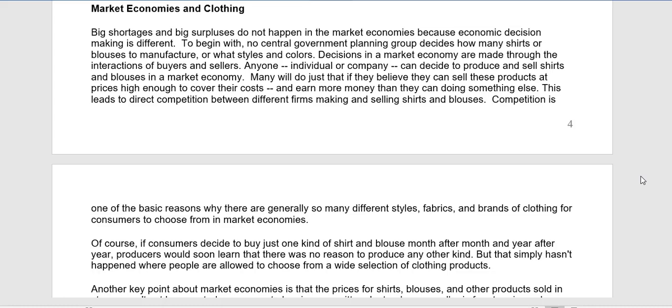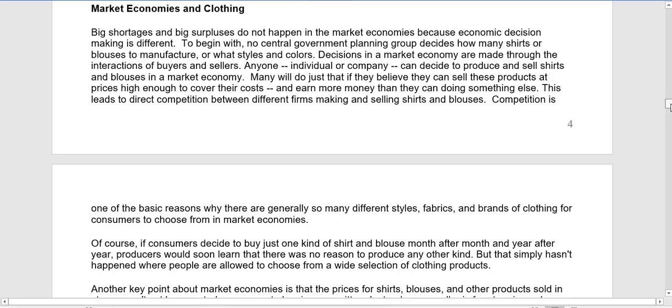Lots of different colors, lots of different brands, lots of different patterns and designs, and all of that is based on competition. The companies look at what consumers, us, are willing to buy, and then they produce shirts that look and feel like what it is we want to buy.